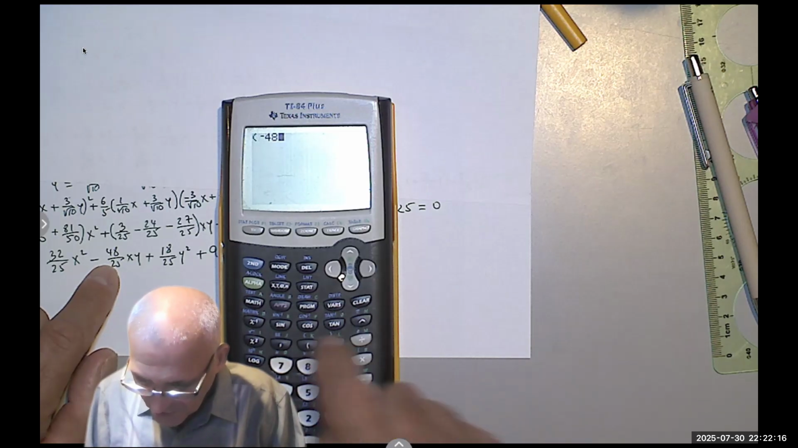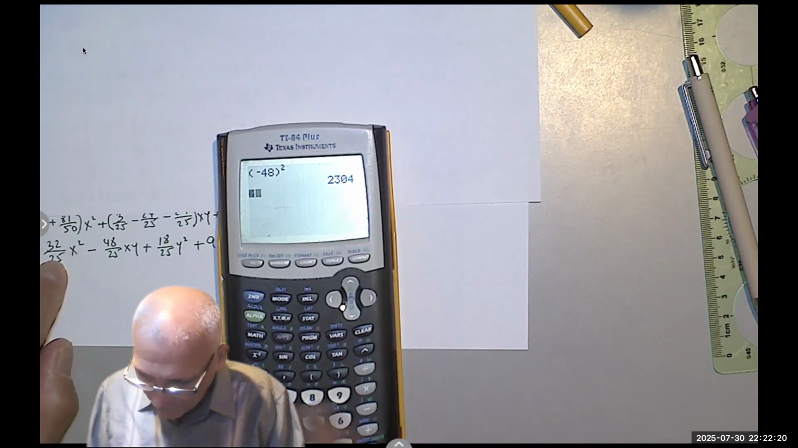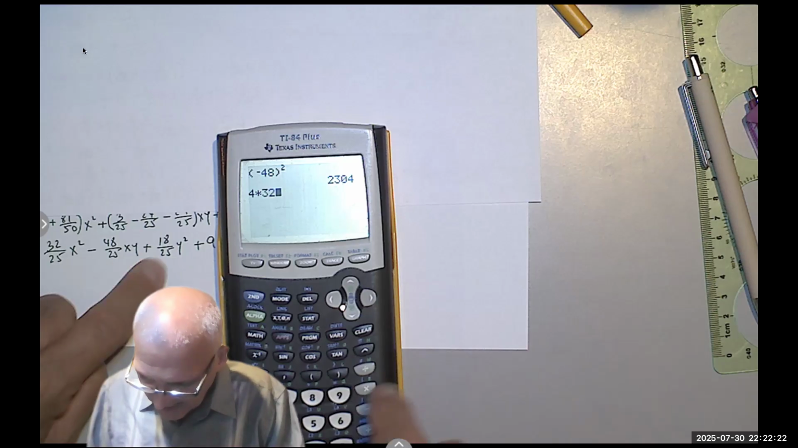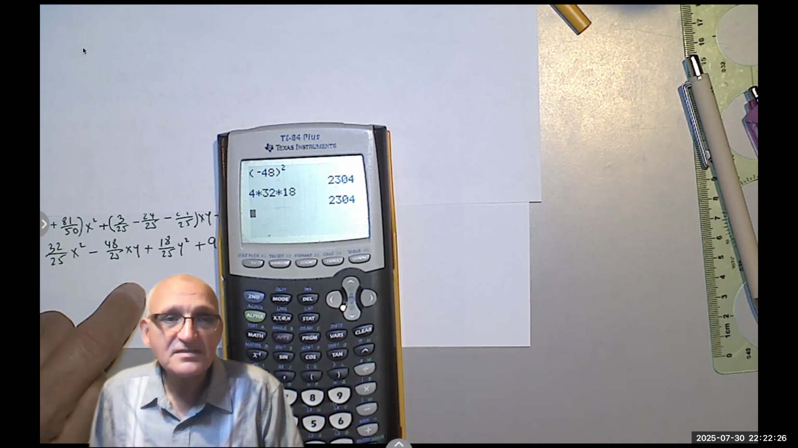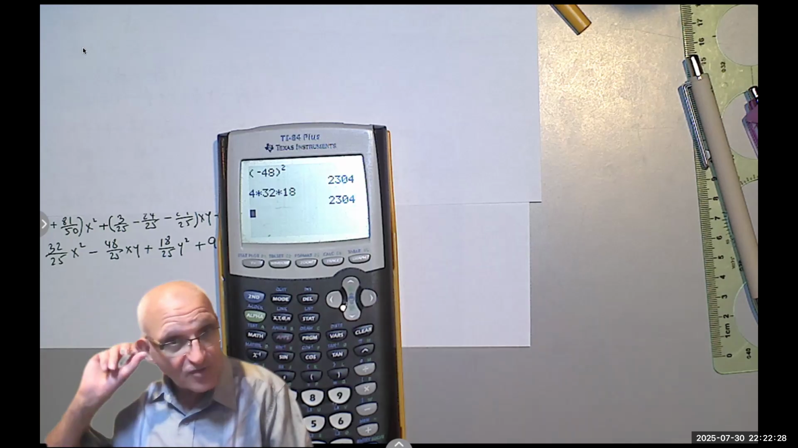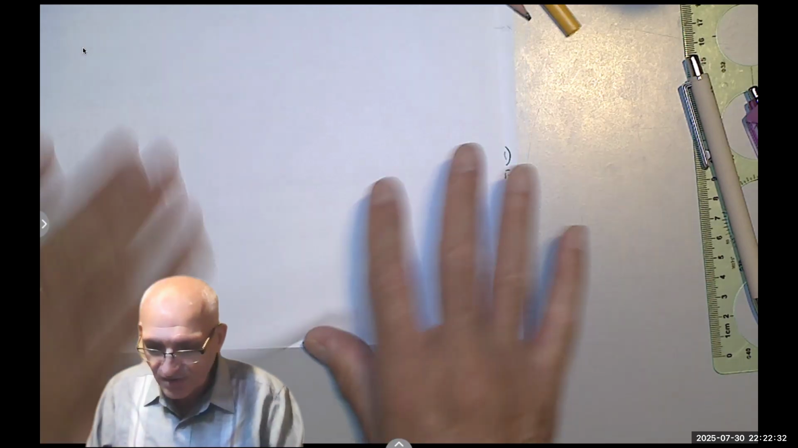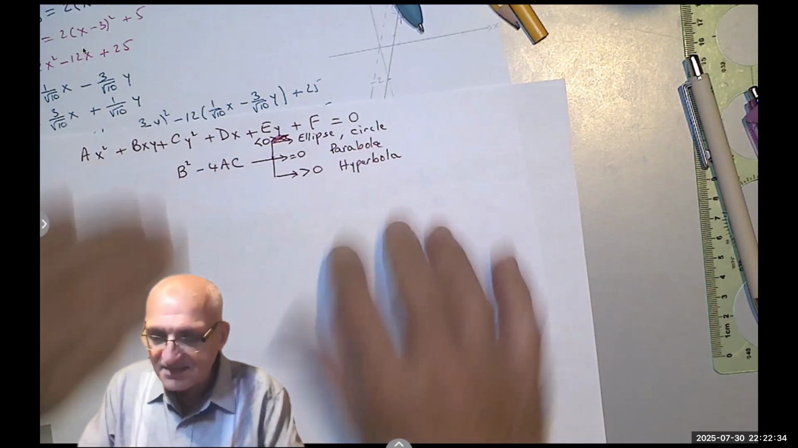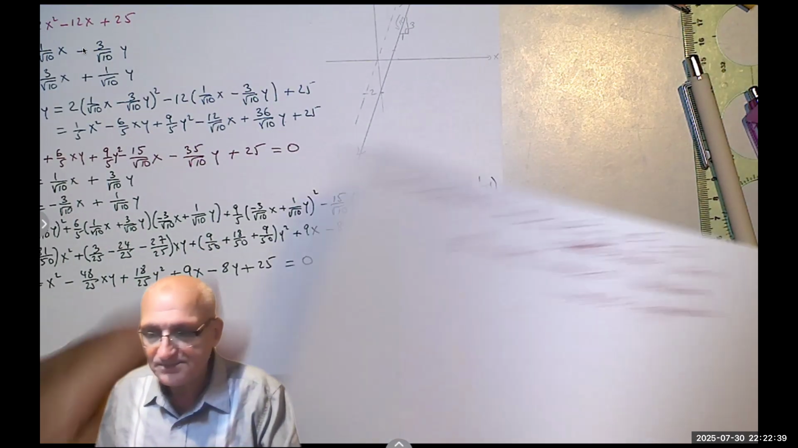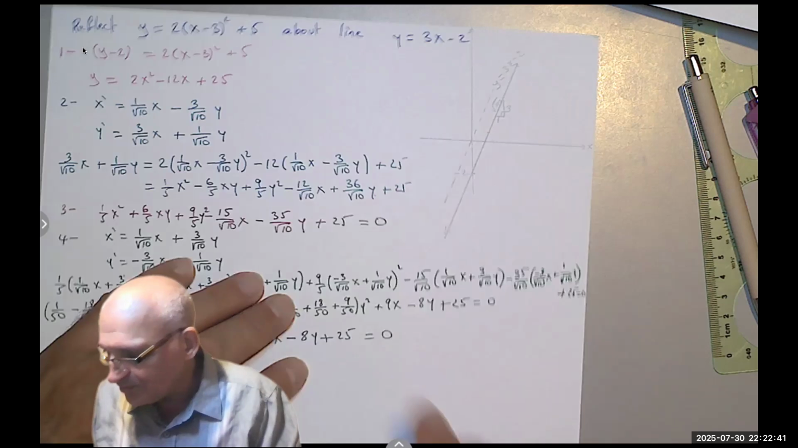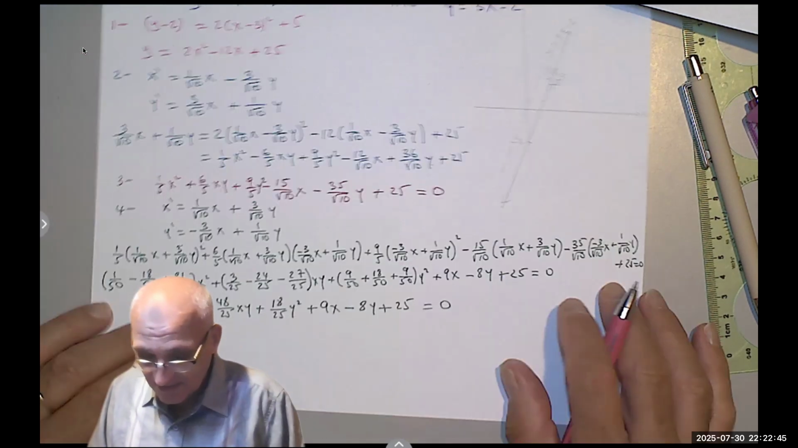Negative 48 squared is 2304, and 4 times A times C is 2304. Yes, meaning b squared minus 4ac equals 0, and that is a parabola. So I know that, at least sign-wise, I didn't make mistakes. This is really a parabola. But then we may have another way to check the final answer.